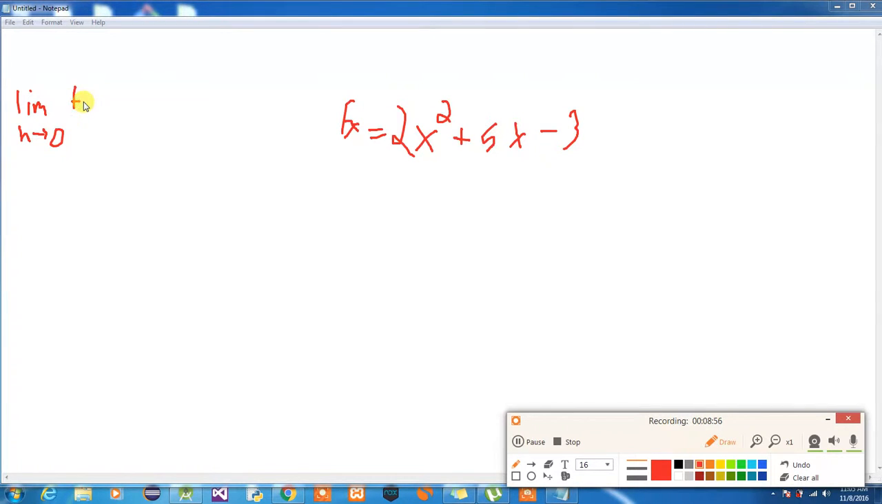f of x plus h minus f of x all over h. I'm going to get a better mouse, so in future videos it'll be a little less sloppy.